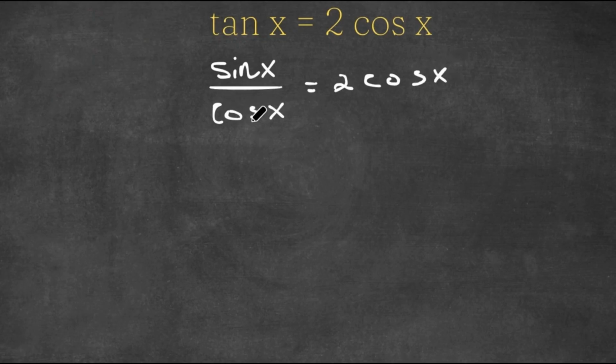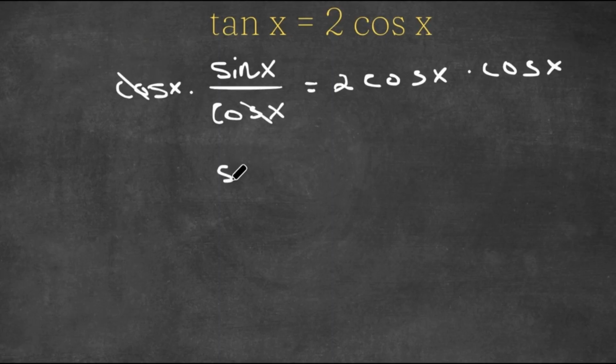Now I want to get rid of this cosine x as our denominator, so I'm going to move it to our right-hand side by multiplying both sides by cosine x. So for our left-hand side, these two cancel out, so all I'm left with is sine x. And for our right-hand side, we have 2 times cosine squared x.